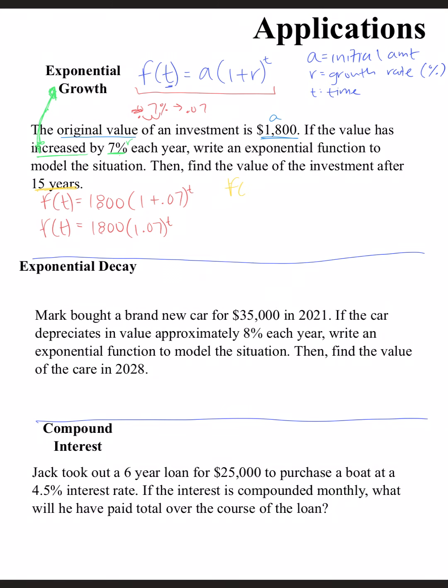Okay, and then it wants us to find the value after 15 years. So we want to know what f of 15 is. So I'm going to plug 15 in where I see t. So I'm going to raise 1.07 to the 15th power and then multiply it by 1,800. And when I do so, after 15 years, we've got $4,966.26. On these, when we're talking about money, we do need a decimal. We need 2 places because that's our cents.